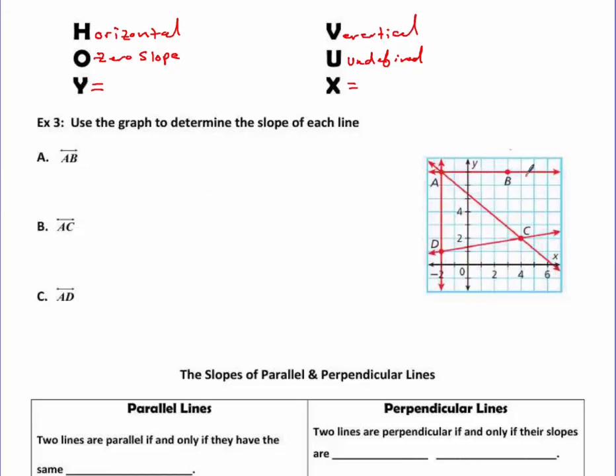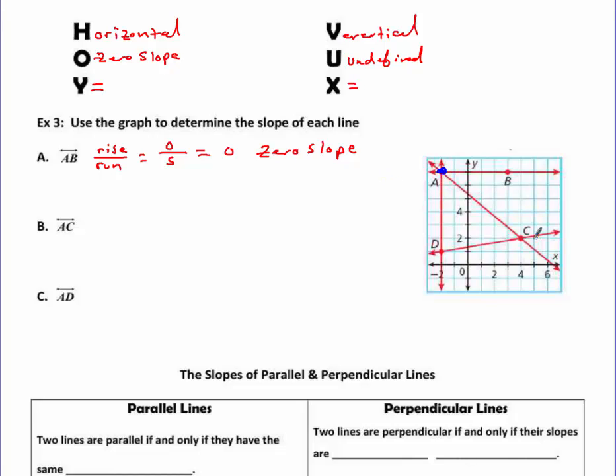Well, it's AB, and if you can't look at it and tell, you can always figure out the rise over run. So if we look to go from A to B, the rise is how much do we go up? Well, we don't go up any, so we go up 0. And the run is how far do we go from A to B? So we go 1, 2, 3, 4, 5. So 0 over 5 equals 0. So the slope of line AB is a 0 slope.